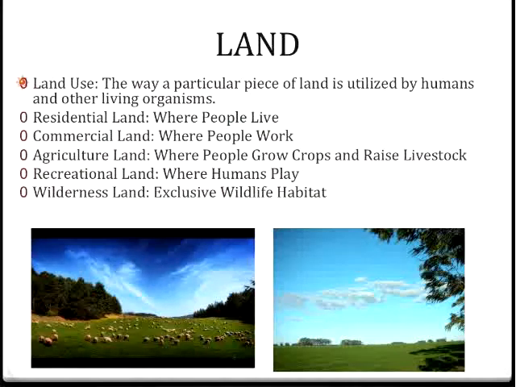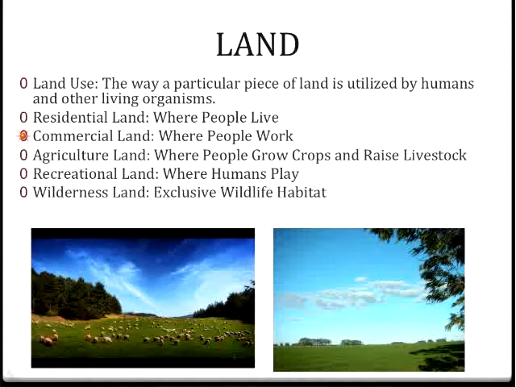And so first let's define what land use is. Land use is the way a particular piece of land is utilized by humans and other living organisms. And there's 5 main types of land. The first is residential land, and this is where people live. This includes their houses, apartments, or any other area in which they live.